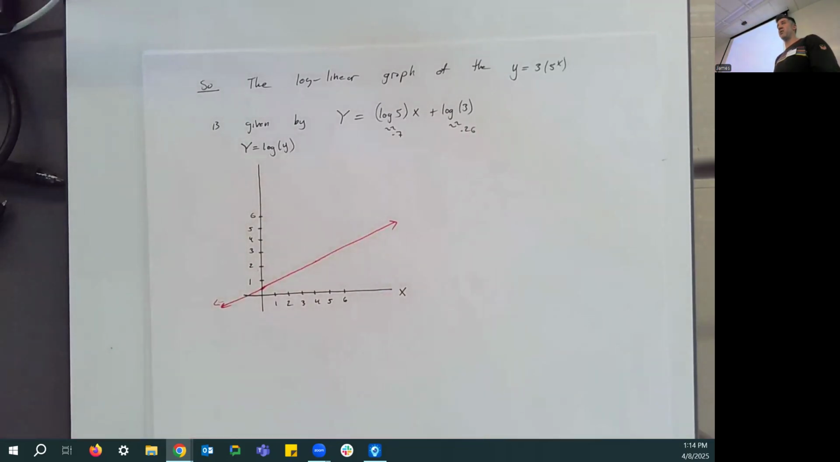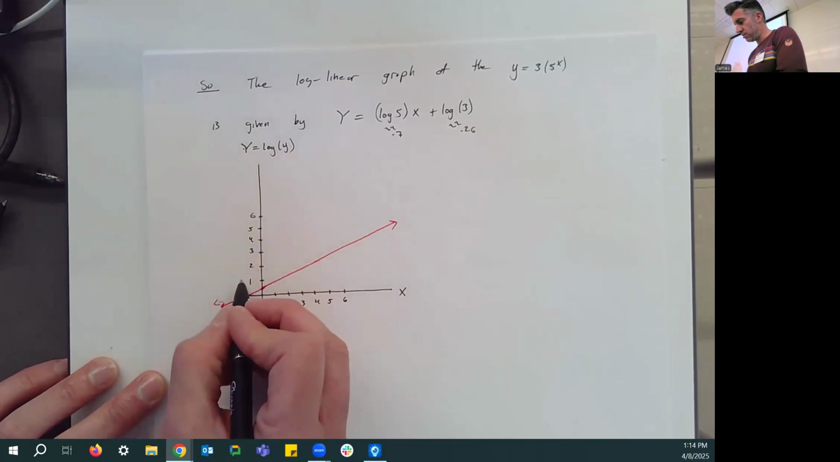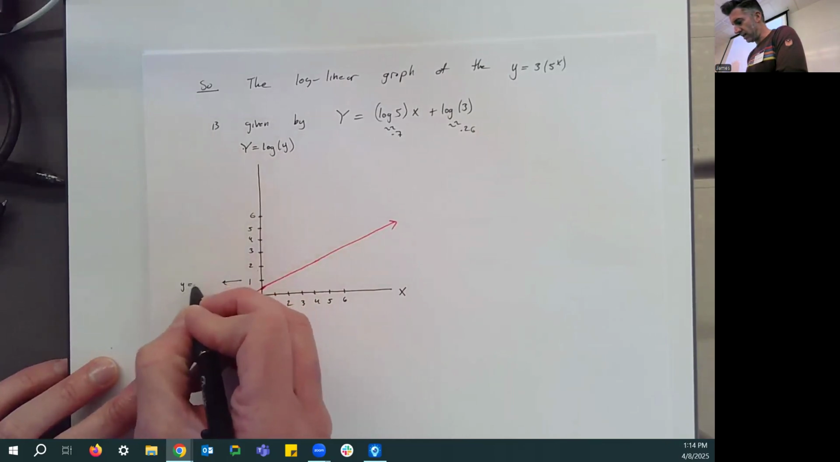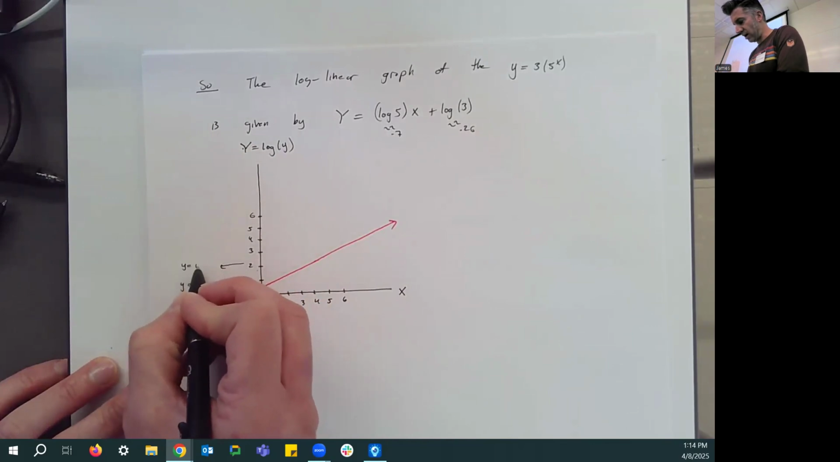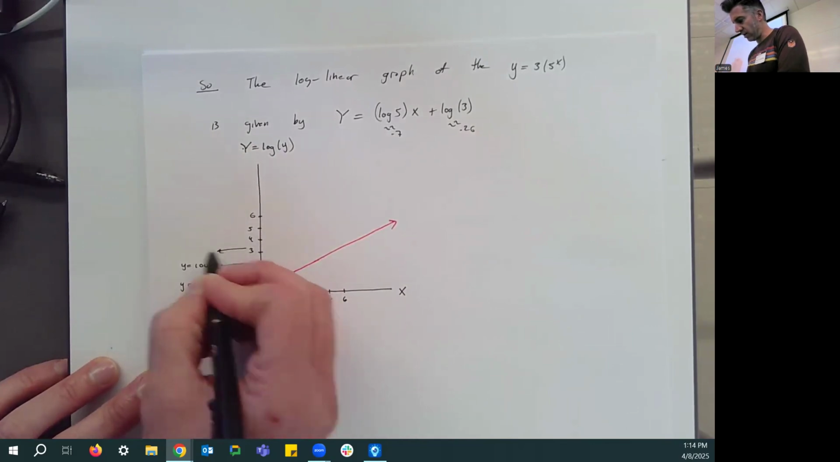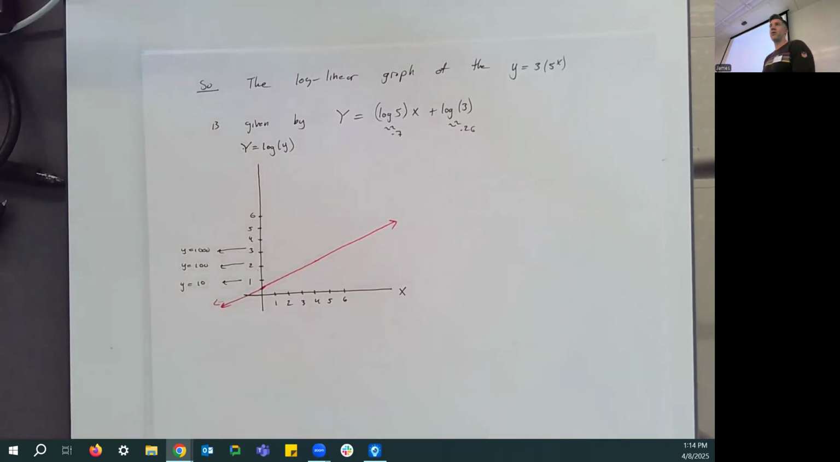meaning they correspond to much larger actual output values, right? If capital Y is 1, regular y is 10. If capital Y is 2, regular y is 100. Capital Y is 3, regular y is 1,000, and so on and so forth. So we're representing the same relationship. It just looks very different, but it looks more manageable.